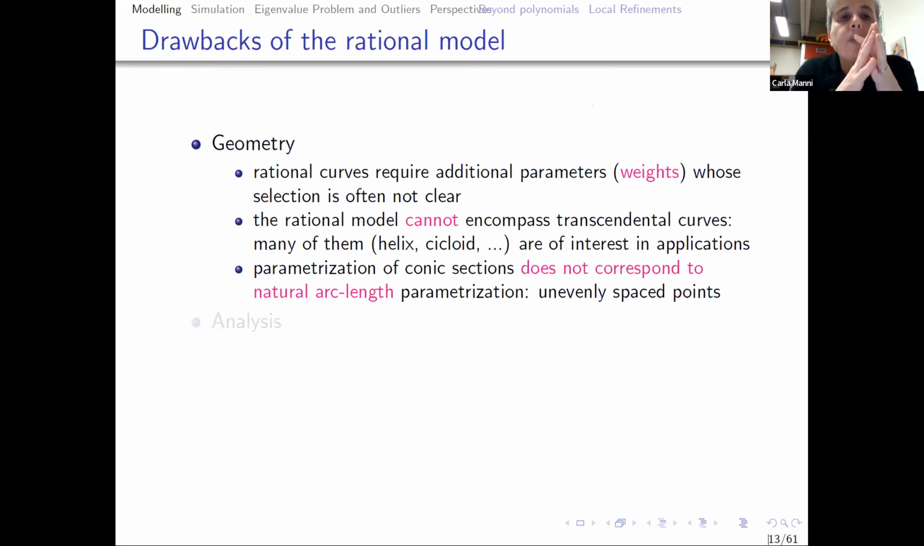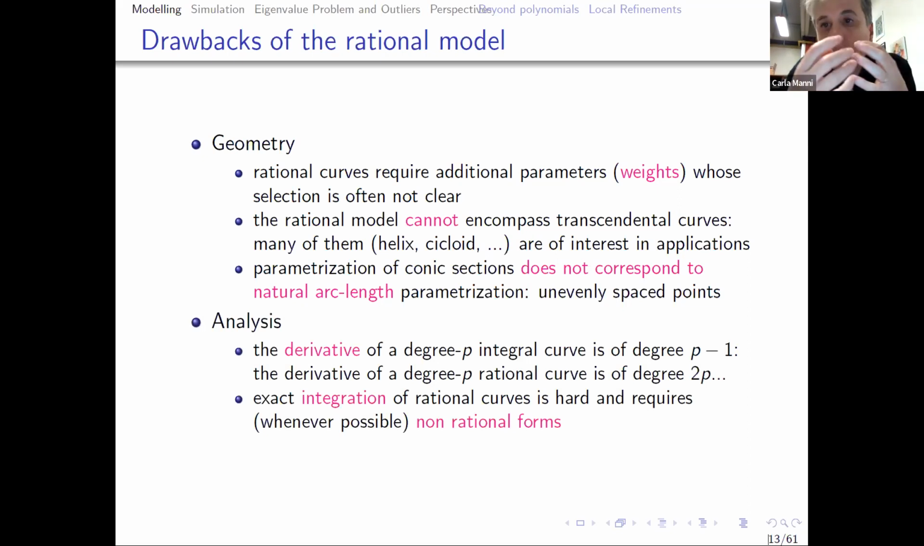And so this is quite unpleasant, because a representation with respect to arc length means that if you have equally spaced points in the parameter space, then they move to equally spaced points on the curve. And this is not the case for NURBS. So this is quite unpleasant. But say the unpleasant features continue if you look more deeply, also at the analytical aspects.